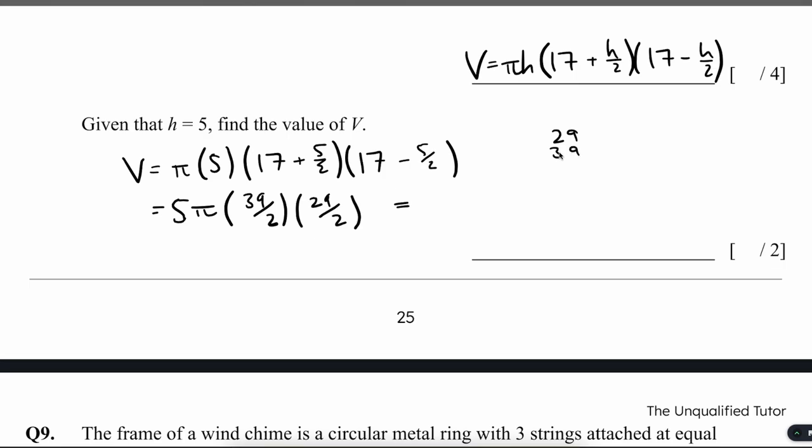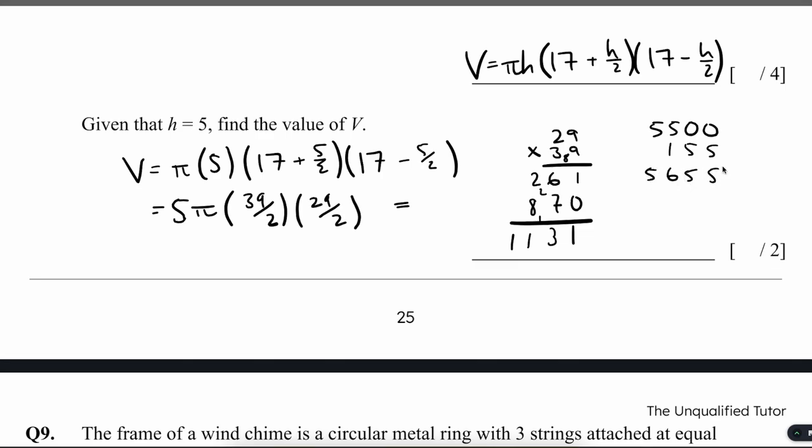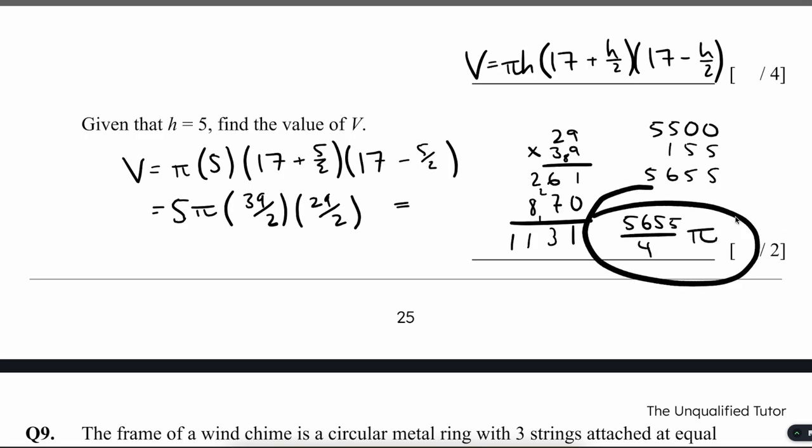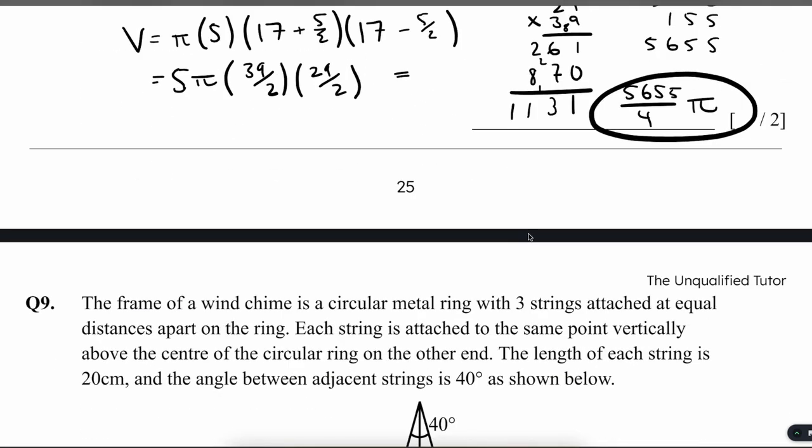29 times 39, that's 1131 over 4, and then times that by 5, so we'll get 5500 plus 155, which will give us 5655 over 4 pi. Okay, nearly run out of space there. 5655 over 4 pi. Again, we get the same answer with a different equation.